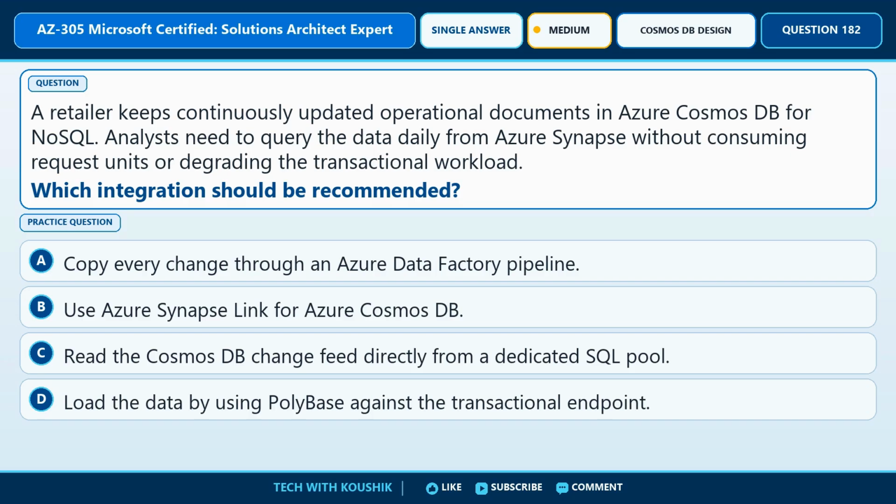Review the options. Choice A. Copy every change through an Azure Data Factory pipeline. Choice B. Use Azure Synapse Link for Azure Cosmos DB. Choice C. Read the Cosmos DB change feed directly from a dedicated SQL pool. Choice D. Load the data by using PolyBase against the transactional endpoint.